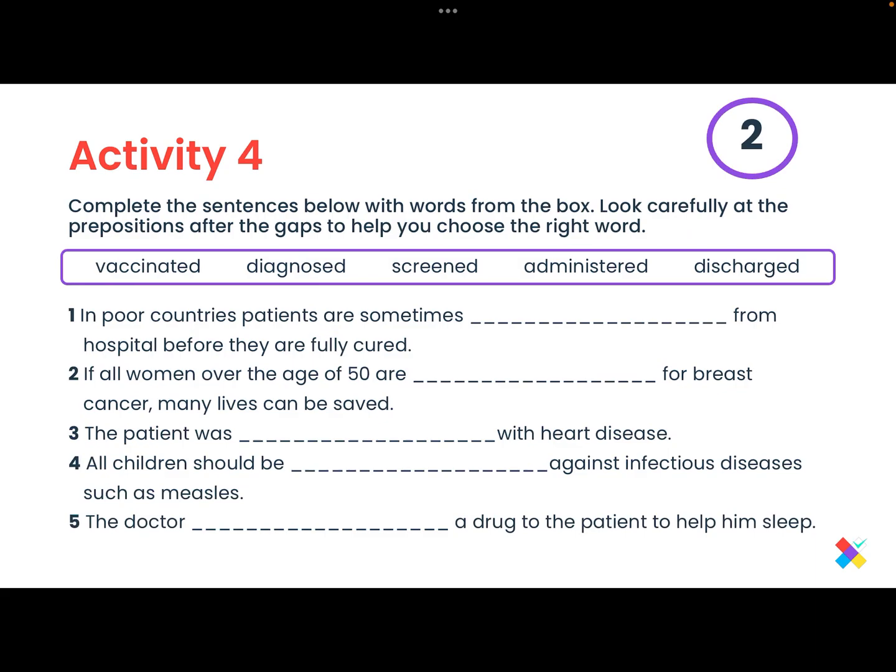So you have to complete the sentences below with the words from the box. We've got one word, one sentence, so there are no extra alternatives. Read the sentences very carefully, look at the preposition after the gap, and complete the sentences. 2 minutes.